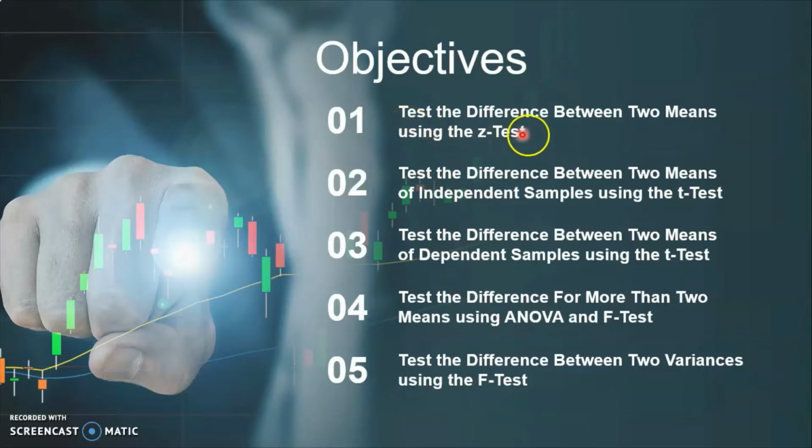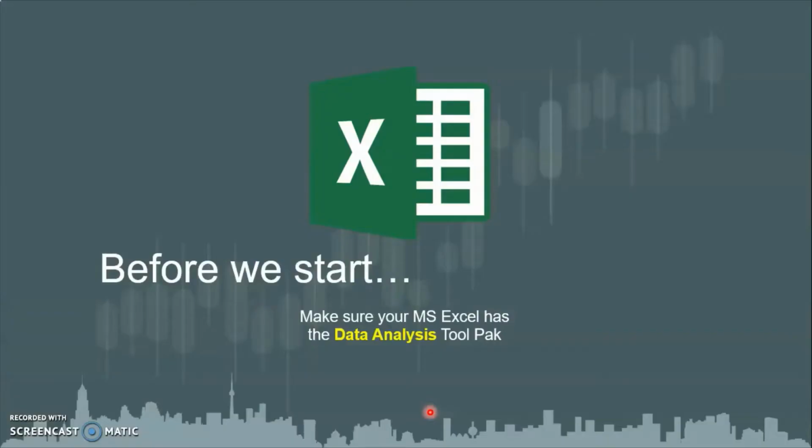Number 1, test the difference between two means using the z-test. Number 2, test the difference between two means of independent samples using the t-test. Number 3, test the difference between two means of dependent samples using the t-test. Number 4, test the difference for more than two means using ANOVA and f-test. And number 5, test the difference between two variances using the f-test.